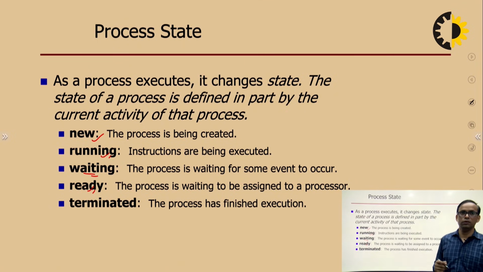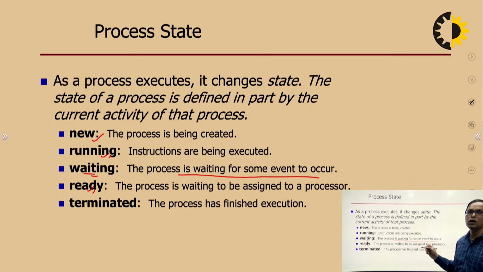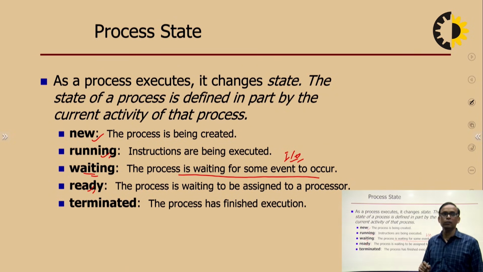Third state may be the waiting state. Suppose during the execution of a particular process, that process requires some kind of input-output from the user. Until that input-output requirement is completed, the process state is known as the waiting state. So, if the process is waiting for some event to occur, that event may be some kind of input-output completion request, the process state is known as the waiting state.